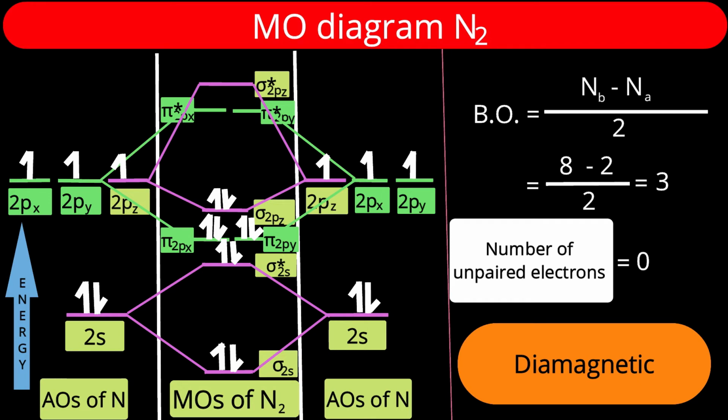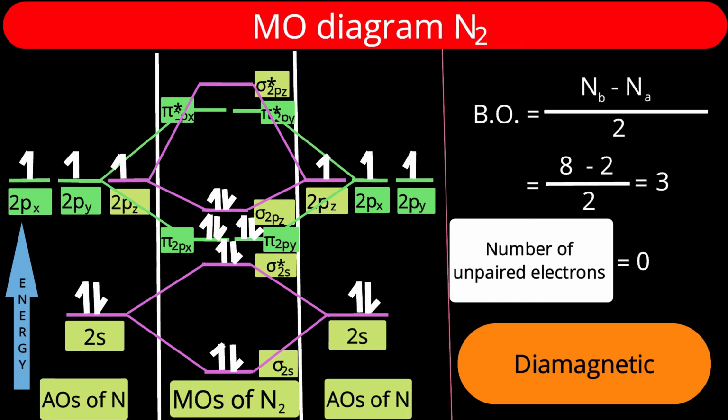From this, we can find out the bond order. What is the formula for bond order? Bond order is equal to the number of electrons in bonding orbitals minus the number of electrons in antibonding orbitals, divided by 2. Let me calculate the electrons present in all the bonding orbitals and antibonding orbitals.